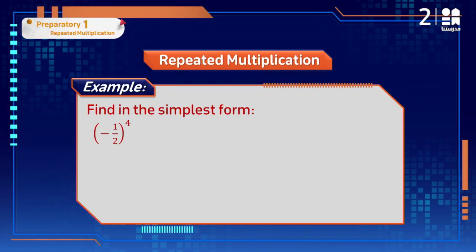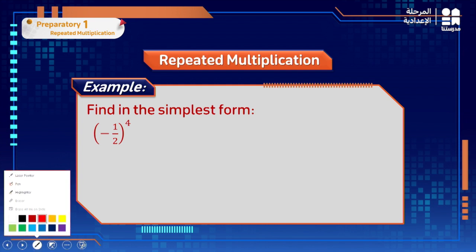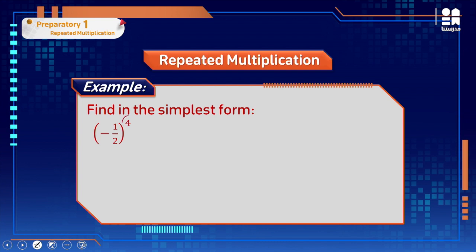Then we have another example. Find in the simplest form negative 1 over 2 to the power of 4. Here, let's focus on the power. Let me circle it. This 4, is it an even or odd number? It's even. So ignore the negative at all. So it becomes half to the power of 4. I ignored the negative. Why? Because of the even power. Okay?